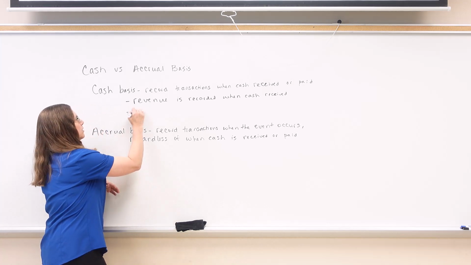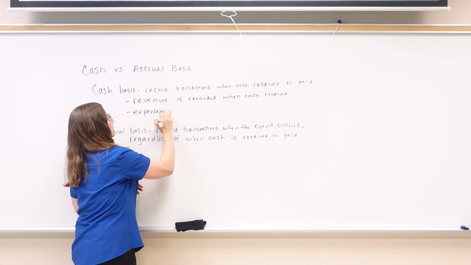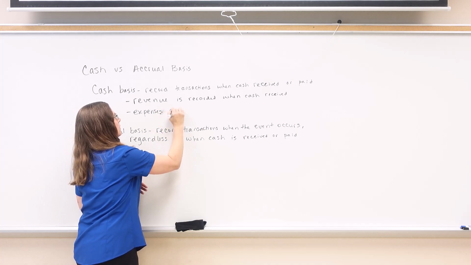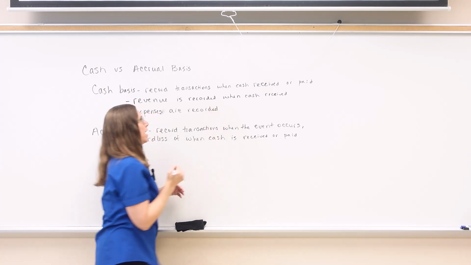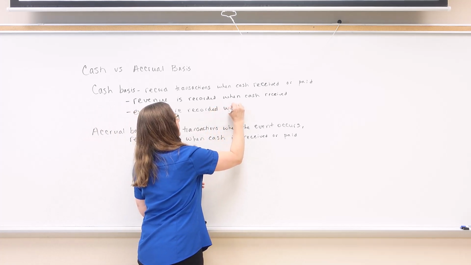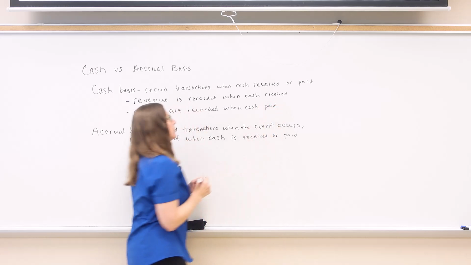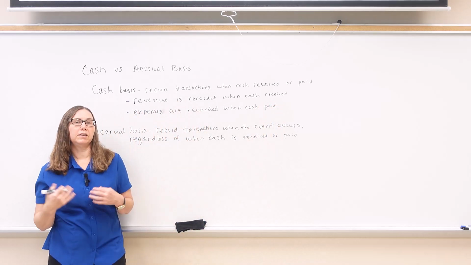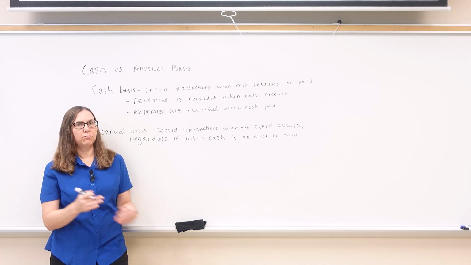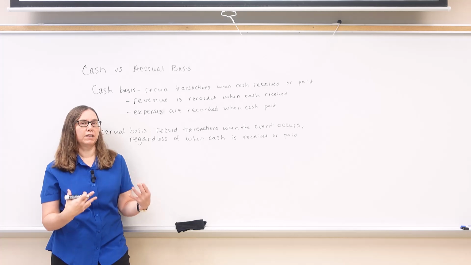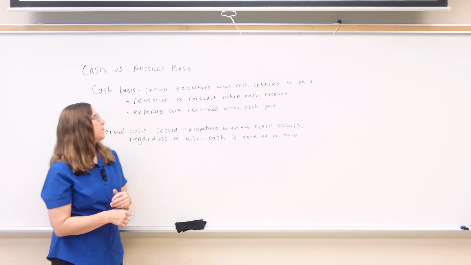And then expenses are recognized and recorded when the cash is paid. So this is by far the easier method because you're just looking at when is the cash paid, when is it received, and that's when you recognize that income or that expense.